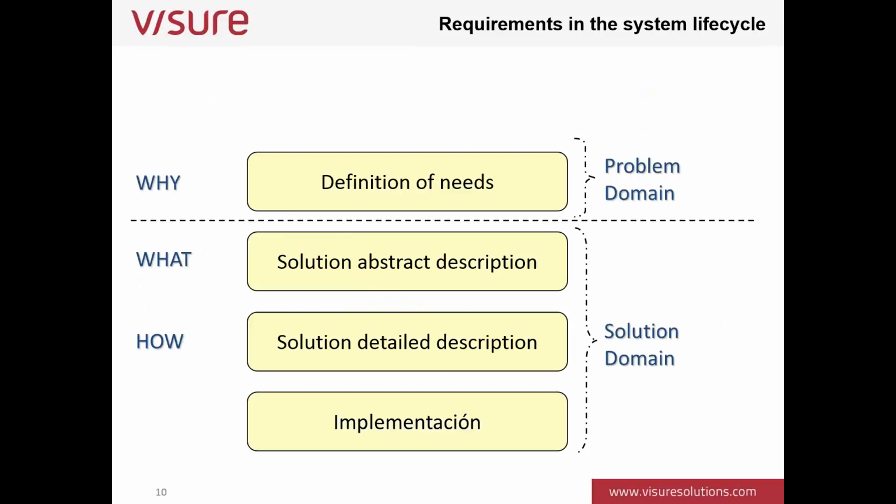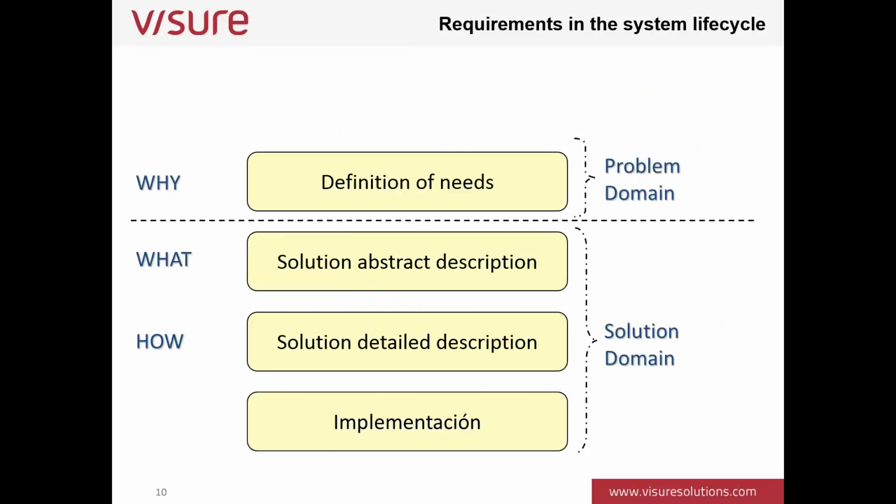Okay, so what we are going to do is this, and how we are going to do that exactly is the detailed description of the solution. Okay, the solution domain. And finally, once we have all that, we will start coding and implementing everything. Okay, so this is a real simple system lifecycle process.